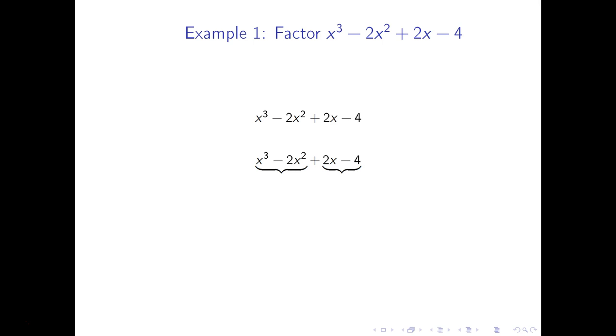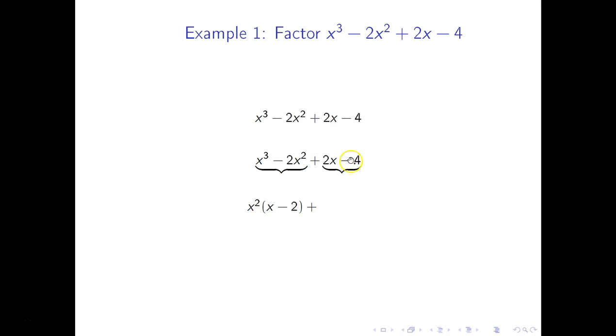But if I look at the first 2 terms, what is the greatest common factor of these 2? Hopefully you said it's x squared. If I pull x squared out of just the first 2 terms, what's left over? Well, notice it's x minus 2. I take this plus and it's just going to come down.